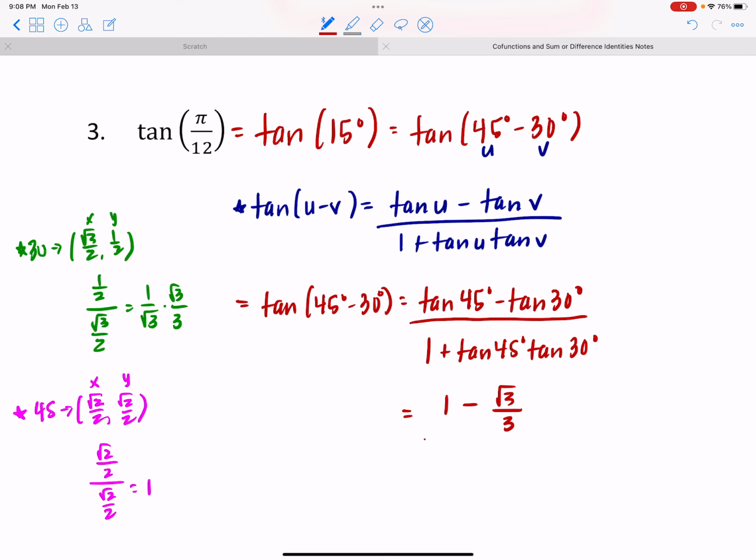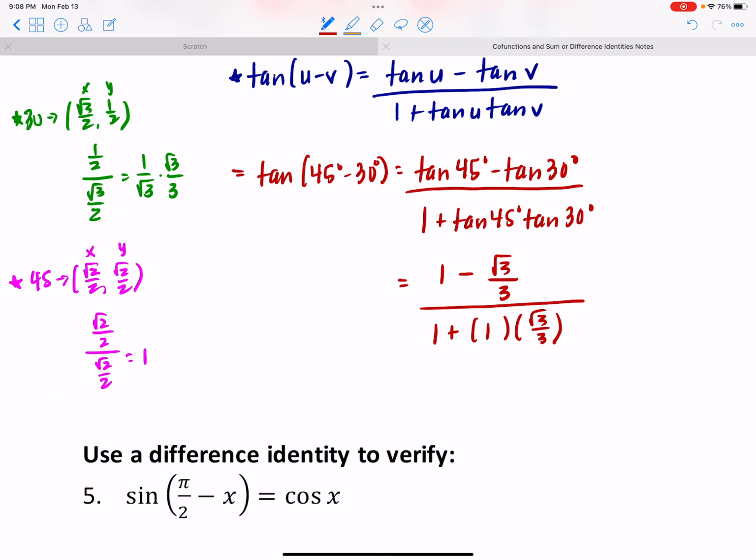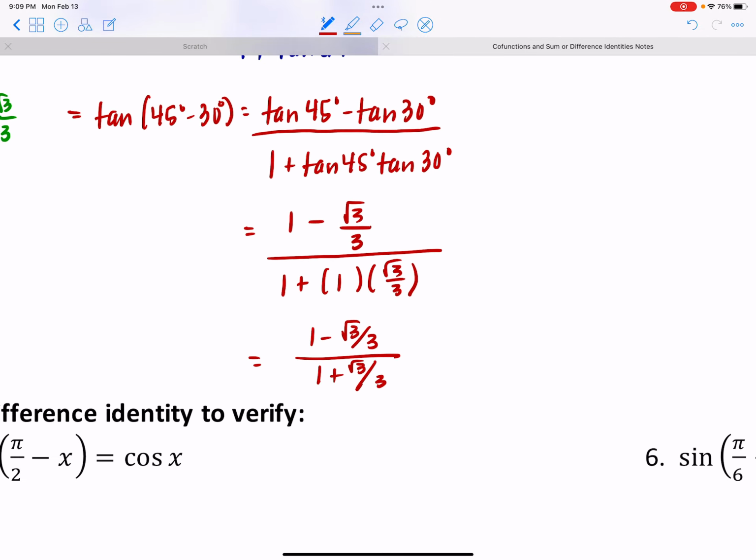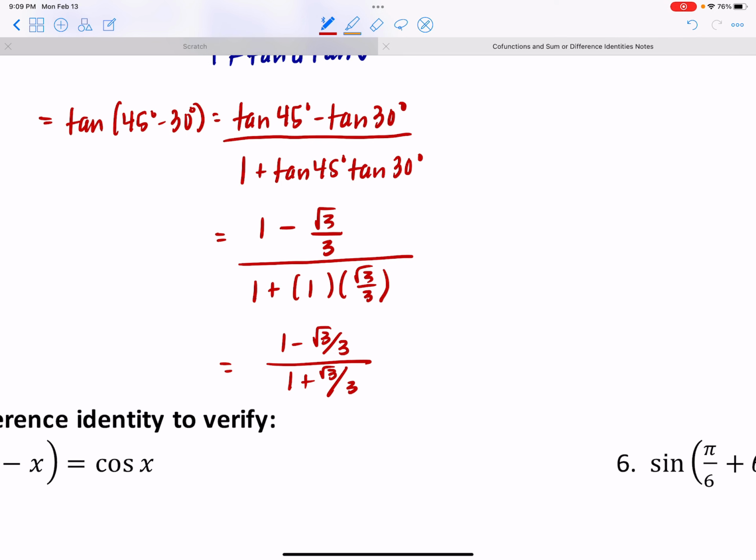And then over, we have 1 plus the tangent of 45, which was 1, multiplied by the tangent of 30, which was radical 3. Okay, so we're looking at 1 minus radical 3 over 3 in the numerator of this complex fraction, and 1 plus radical 3 over 3 in the denominator. We do not want to leave these fractions within the fraction. So the trig part of our work is done. It's going to be algebra work from here.